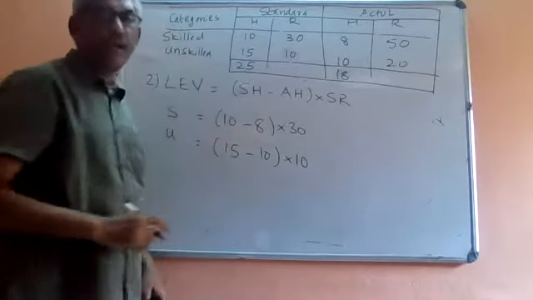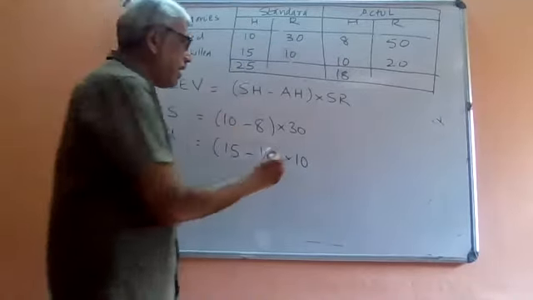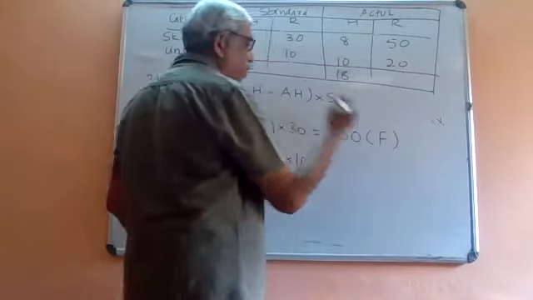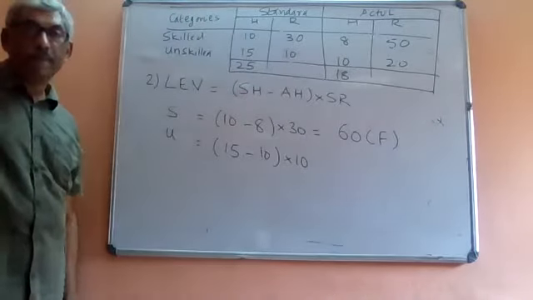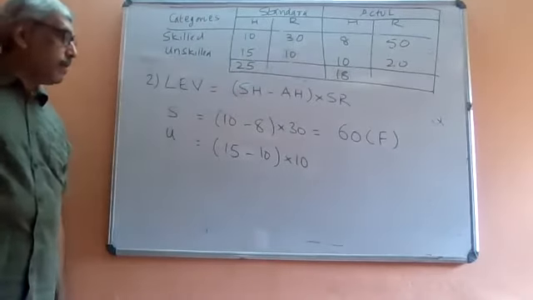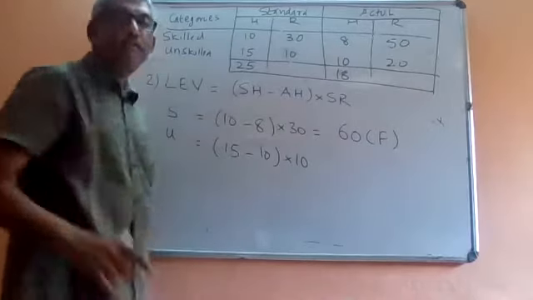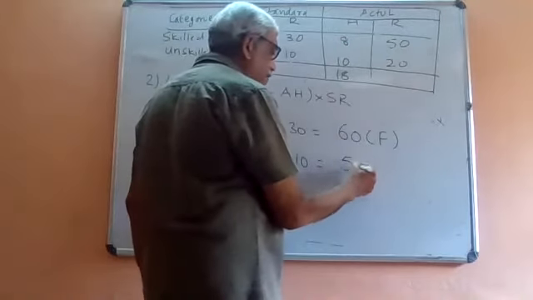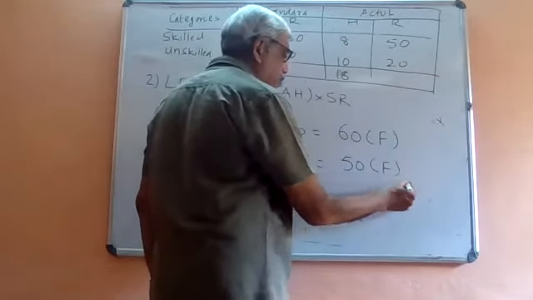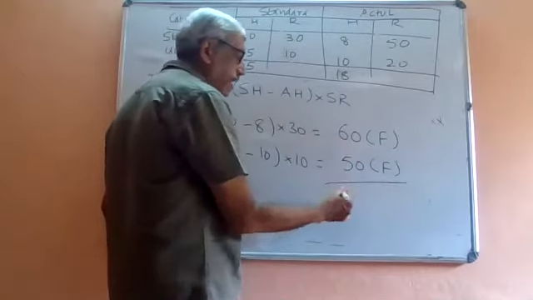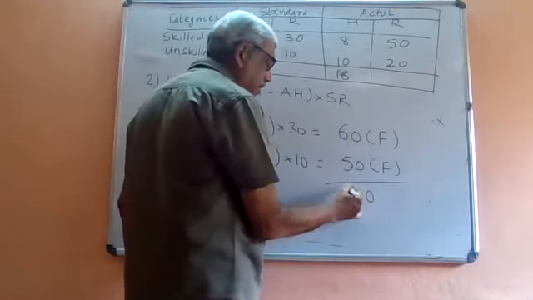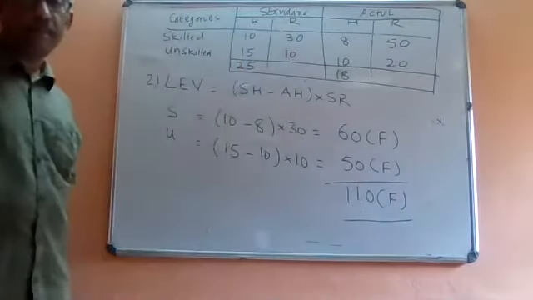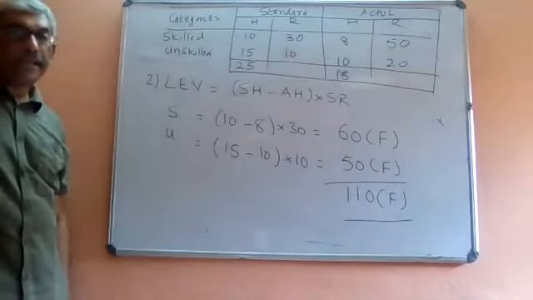So 10 minus 8 is 2. 2 into 30 is 60, so it is 60 favorable. Here it is 15 minus 10, 5. 5 into 10 is 50 favorable. So what is the total? 60 plus 50 is 110 favorable.